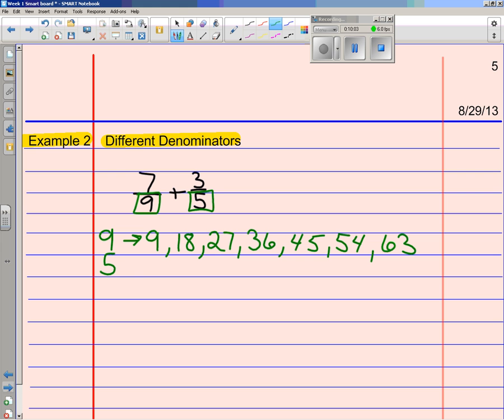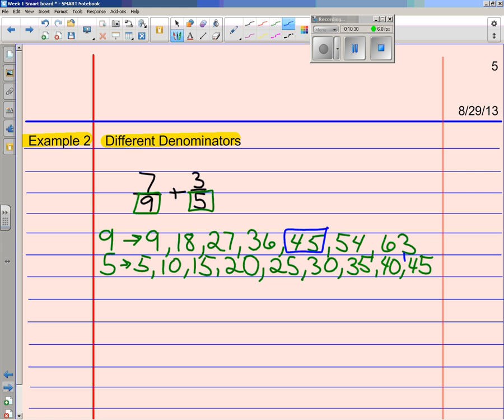I'll start listing multiples of 5: 5, 10. Remember, I'm keeping an eye out for when I have a number that's the same on both lists. So far, I don't have it. 25, 30, 35, 40, 45. And now I have it. I have a number that is on both lists. That would be 45. So my LCM, in this case, equals 45.